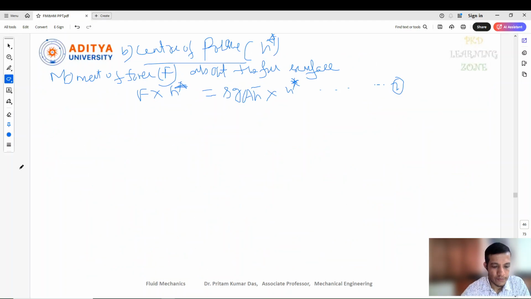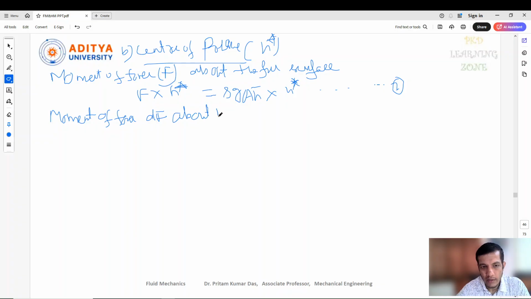Now what will we do? Moment of force dF, okay, about the surface area, that we can write. Similarly, how much is there? dF into h. Now see the diagram here.